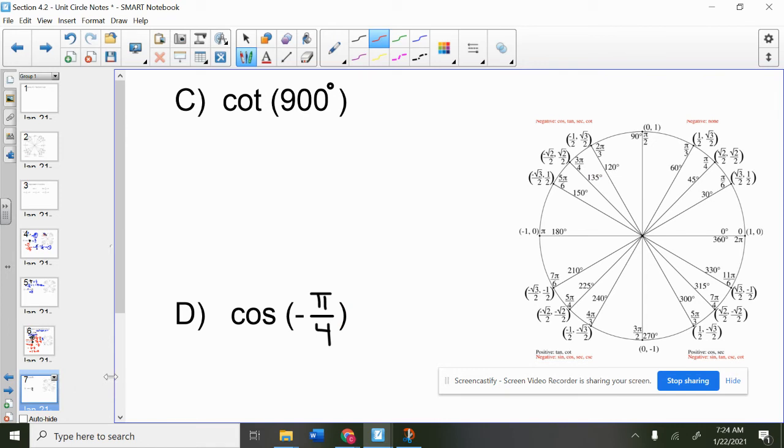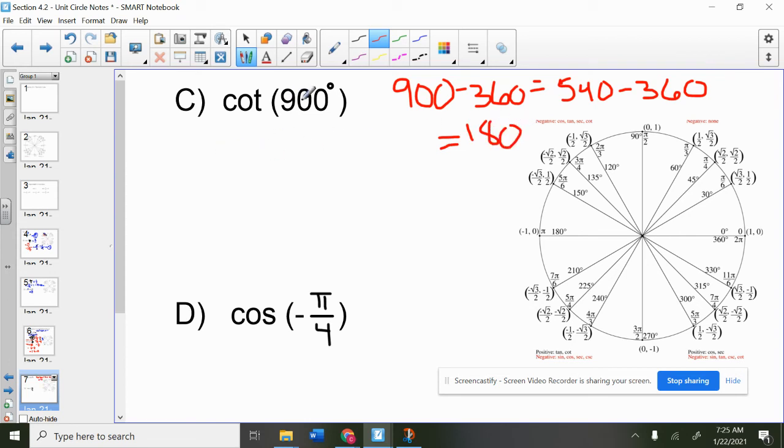All right. Cotangent of 900. So 900 is way too big. This is 360. So again, I need to do a little bit of work here. If I take 900 minus 360, that'll give me 540. So 540 is still not there. So I'm going to do it again. Subtract 360, and this time you get 180.